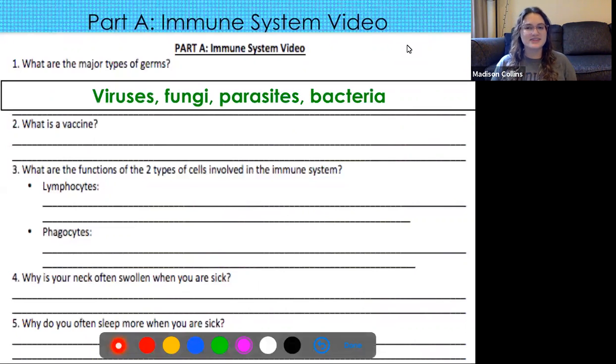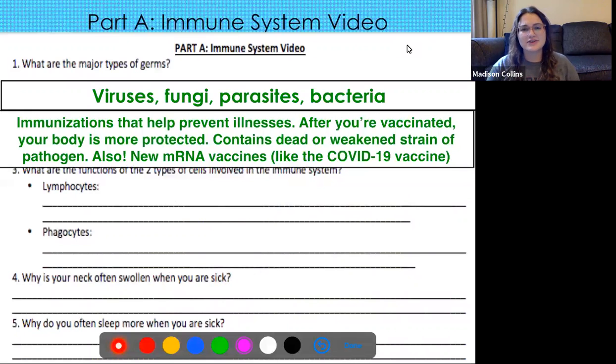What is a vaccine? Now, you may have heard this term being thrown around a lot, especially with COVID vaccines being distributed. So what is a vaccine? Well, these are immunizations that help prevent illnesses. So after you're vaccinated, your body is more protected. Now, up until this point, we've known vaccines as containing dead or weakened strains of pathogens. So when you go and get a flu shot, that's going to contain dead or weakened strains of whatever causes the flu that year. But there's something new on the rise that I'm really excited about.